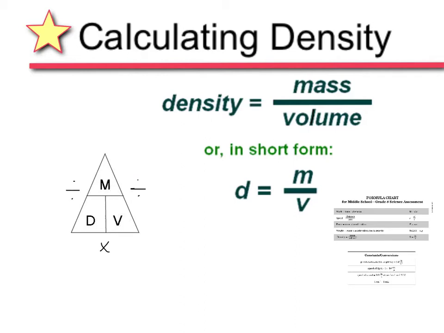Awesome. So there's a little shortcut that I teach my kids, and it's the density triangle. D stands for density, M stands for mass, and V stands for volume. We're going to use this to work a question, but first I would like to show you why this is really, really important.